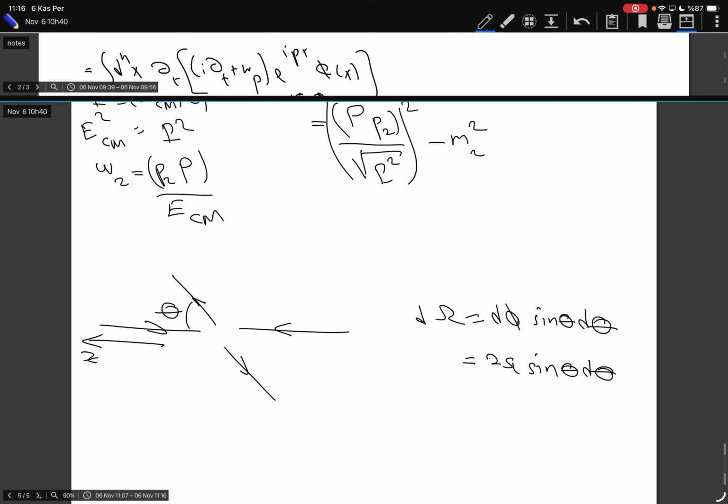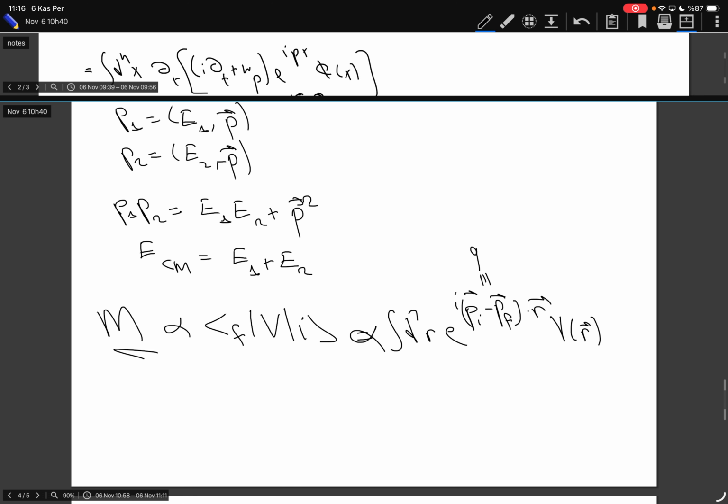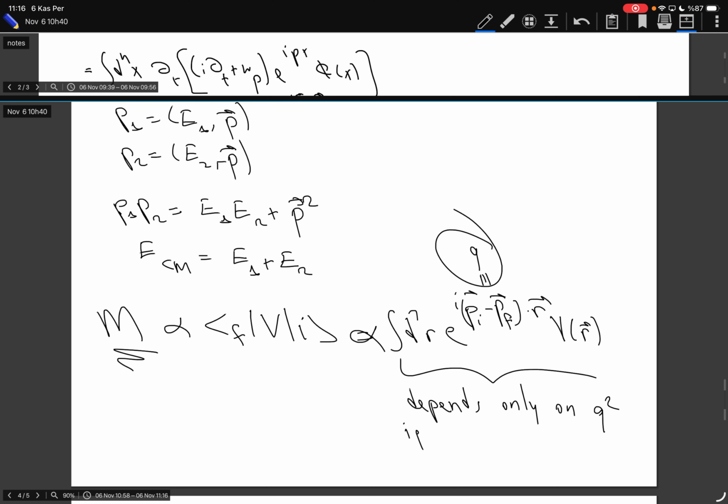Usually everything is expressed in terms of Q squared. Remember, even my matrix element is actually a function of Q only. So if V of R is spherically symmetric, this integral will depend only on Q squared. Everything depends only on Q squared. So I should better express everything in terms of that Q squared.